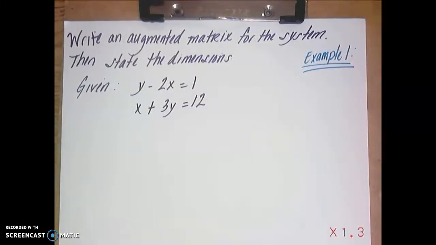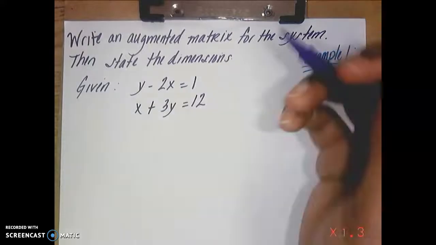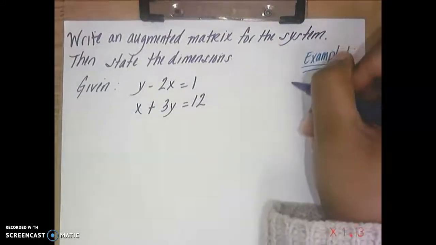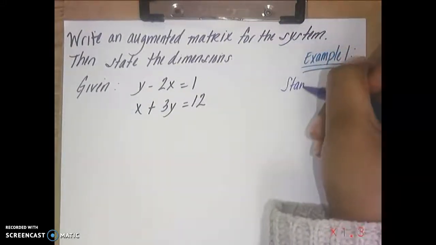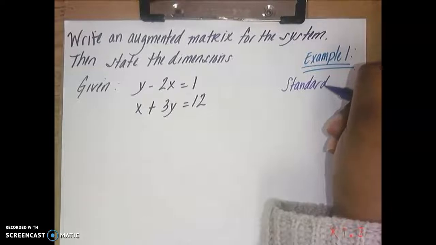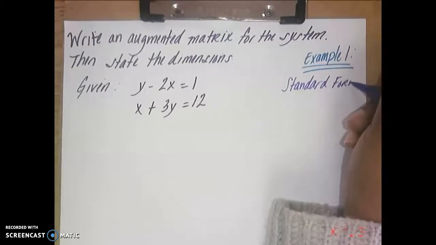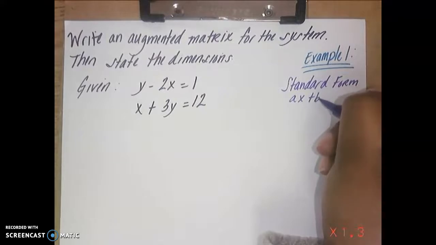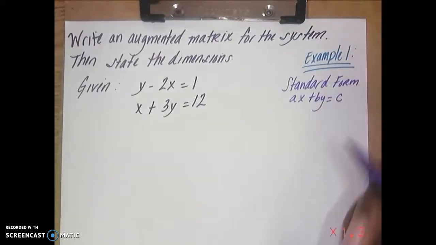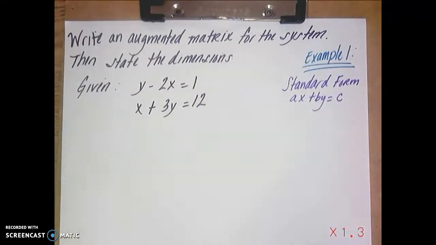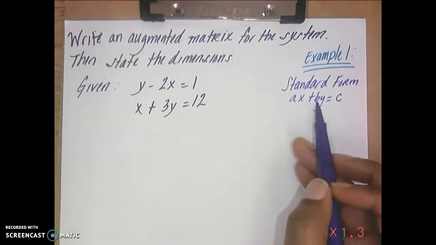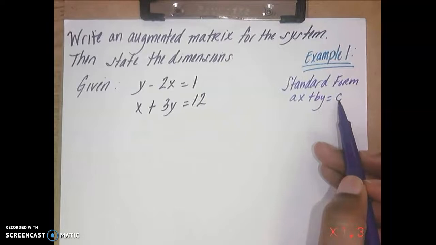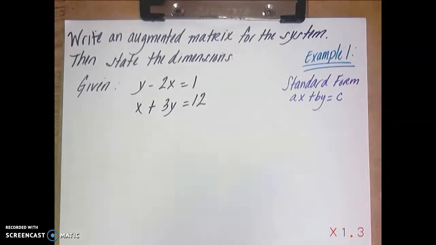Okay, so standard form, and we can just put this in our note section here, but standard form for a linear equation is anything in the form of ax plus by equals c, where a, b, and c do not equal 0. And a, b, and c are just numbers. In this case, they're the coefficients, and over here, it's my constant. So that's the first thing.